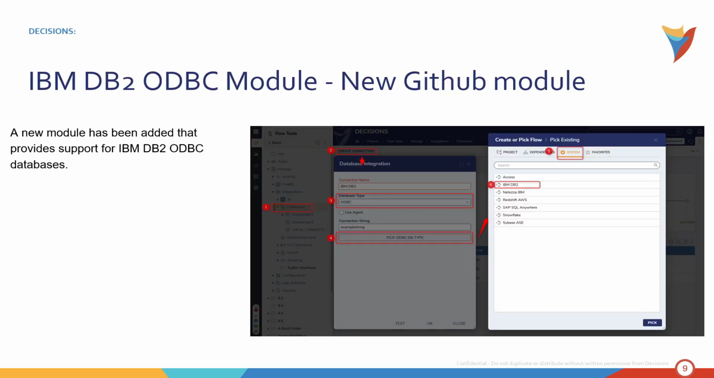We've also introduced a new module, the IBM DB2 ODBC module, which is going to provide access to IBM's DB2 style databases. This module functions just like a standard database integration. You're going to start by installing the module, you're then going to add the dependency to the project, and then you'll be able to create the database connection. And you'll see IBM DB2 as an available option. This streamlined process makes it easier to integrate and use DB2 databases within your projects.